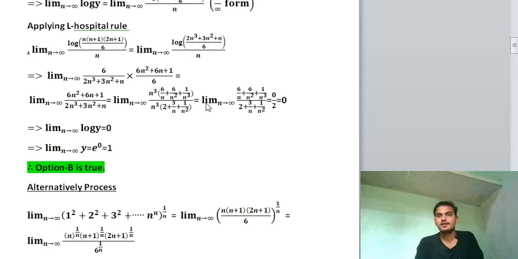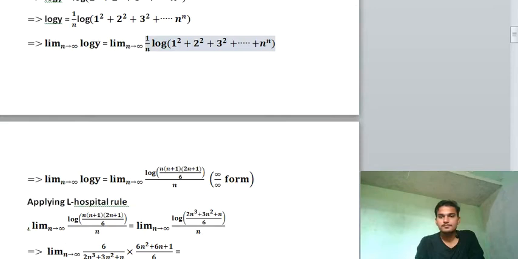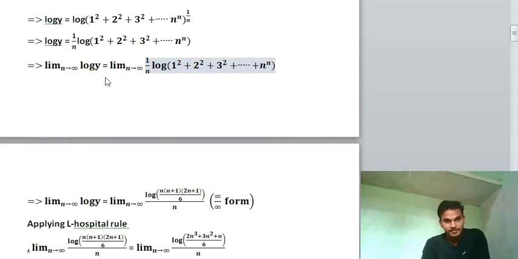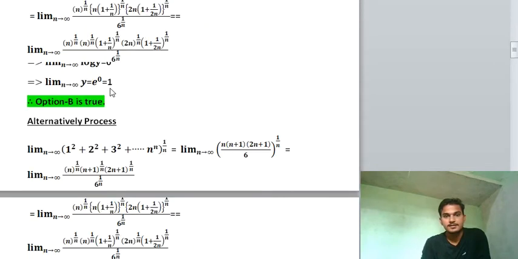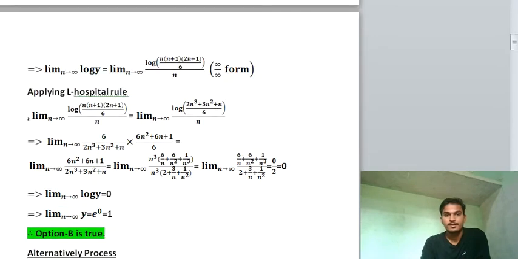So here we have to find the limit of this. 6 by infinity is 0, 6 by n square is also 0, and 1 by infinity is 0. 2 is the constant, 3 by infinity is 0, 1 by infinity is 0. So 0 by 2, which is 0. So the limit as n tends to infinity of log y is equal to 0.